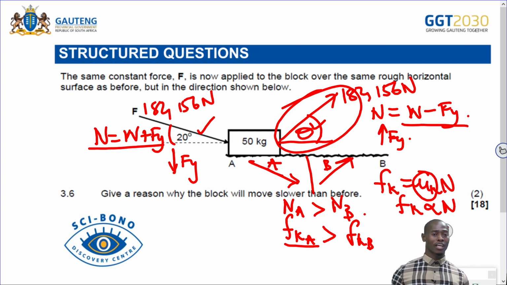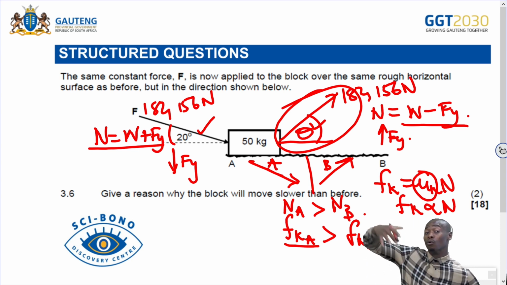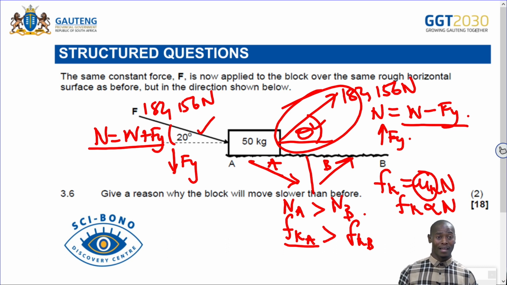So now I need to check in which scenario an object would experience more frictional force. It's the scenario where an object is pushed, because in that scenario, the normal force will be weight plus Fy. But where it is pulled, it is weight minus Fy. So in a scenario where it is pushed, the normal force will be greater. Then if the normal force is greater, we're expecting the object to experience more frictional force.